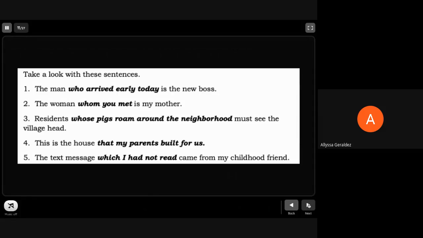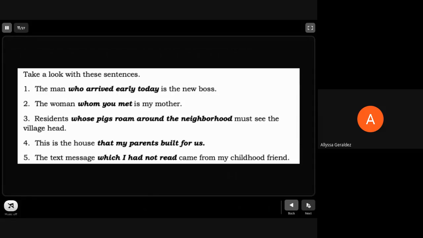The highlighted clauses are called adjective clauses because they modify a noun or a pronoun. In sentence 1, the noun is man, modified by the clause who arrived early today. Woman is a noun modified by the clause whom you met. Residents is a noun modified by the clause who roam around the neighborhood. House is the noun modified by the clause that my parents built for us. And text message is a noun modified by the clause which I had not read.